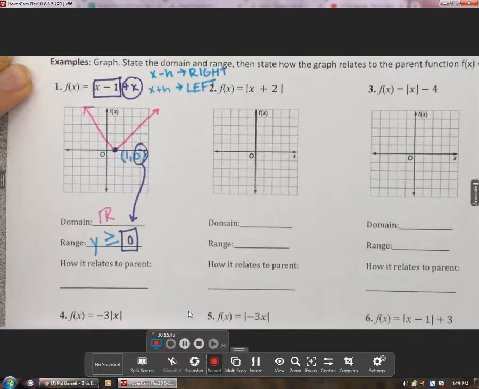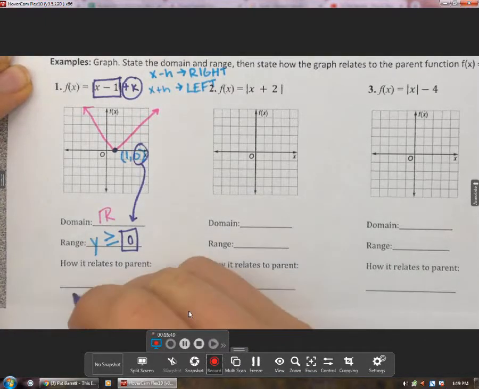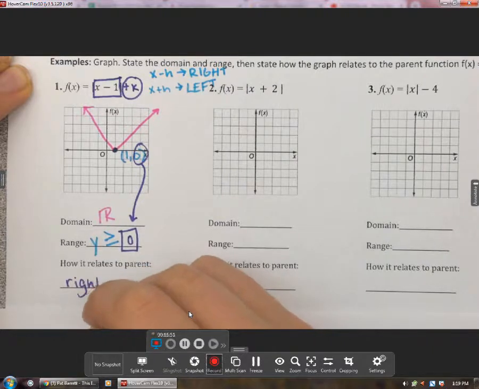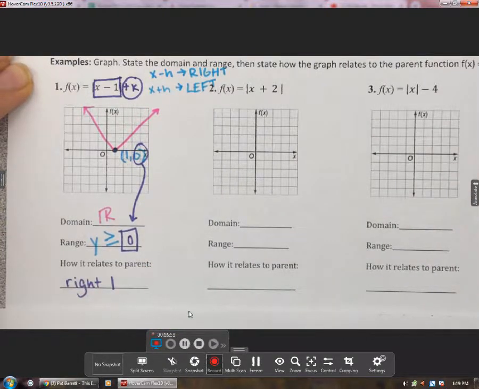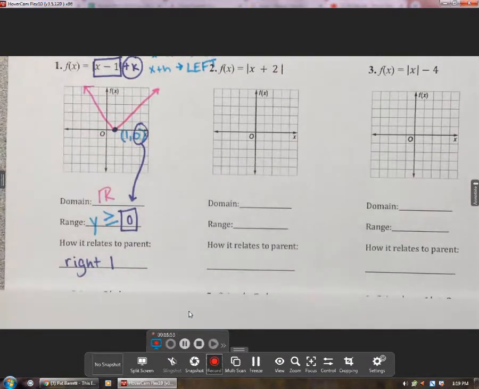How it relates to the parent? Well, it moved right 1. That's all you have to say. Right 1. This video will be posted on the website in case you want to look back at it.